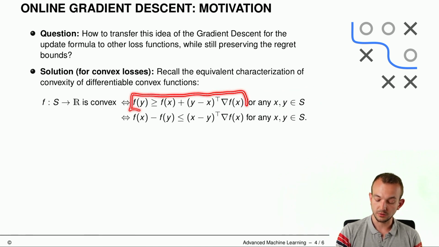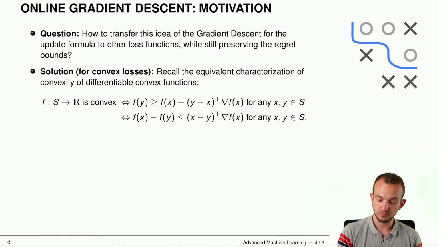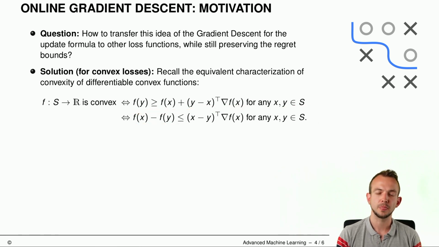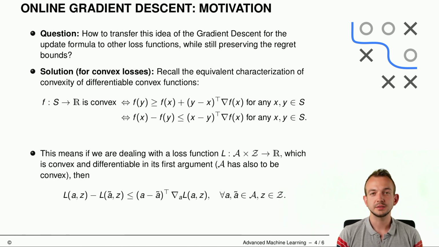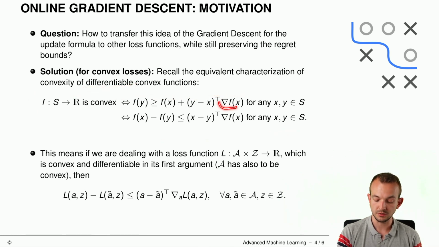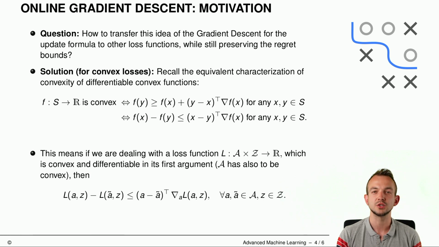And well, we can also reformulate it, simply bring the f of y on the other side and this linear term on the other side, and we end up with this equivalent characterization. Now let's apply this to the loss function, for which we know it is convex, and now assume that it's differentiable. So as a side remark, we can also derive something similar if the function is not differentiable by means of a subgradient instead of a gradient. But to keep things simple, let's assume that we have a differentiable loss function with respect to the action component.